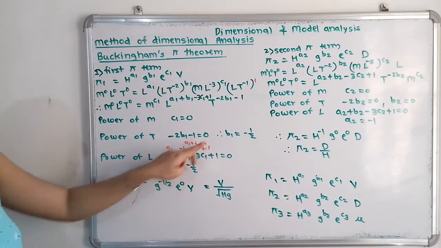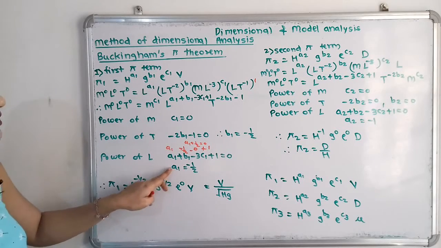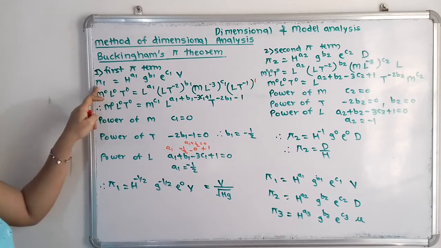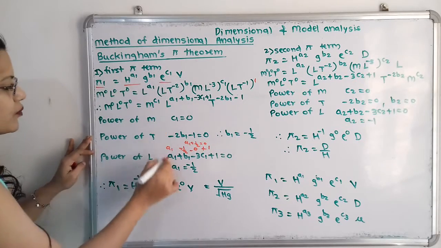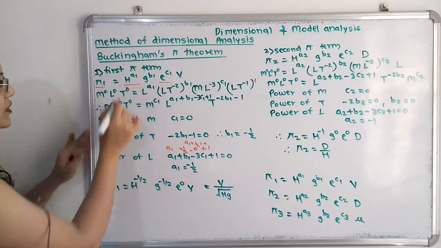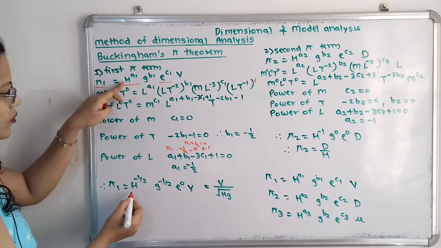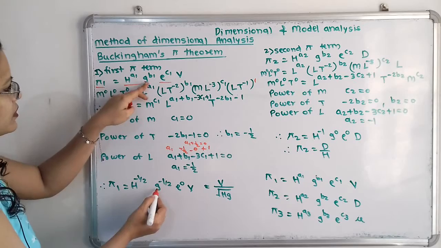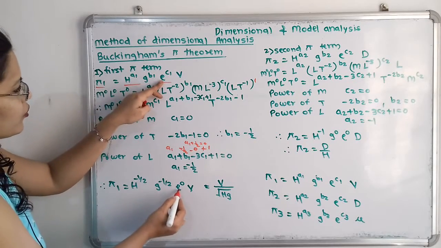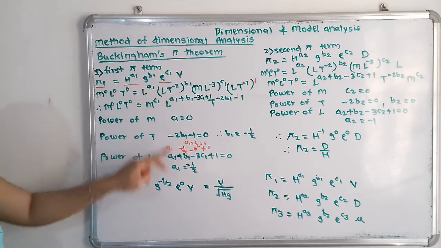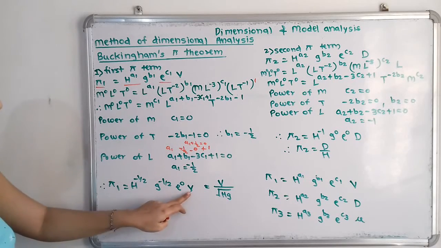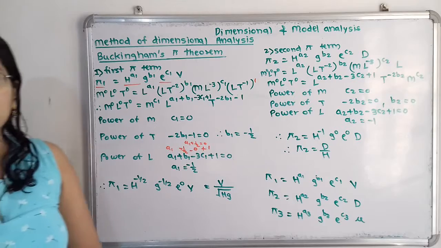So now these are the powers. That is the value of powers a1, b1, c1. So now we will put this in this equation. So this is the main equation. So put the value of powers in this equation. That is pi1 is equal to h raised to minus half, g raised to minus half, rho raised to 0, because c1 is equal to 0, multiplied by v. So here v we will take as it is because it is having no any power.